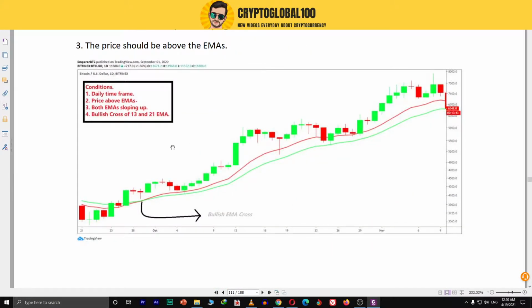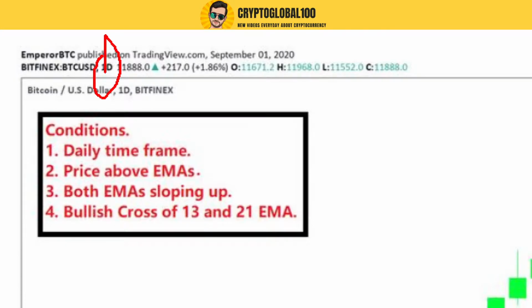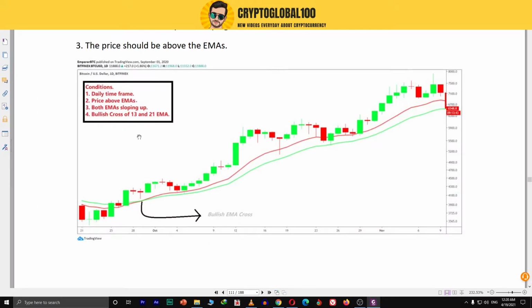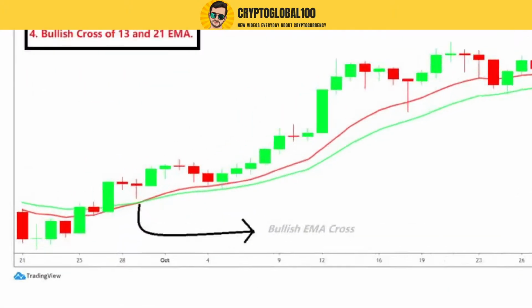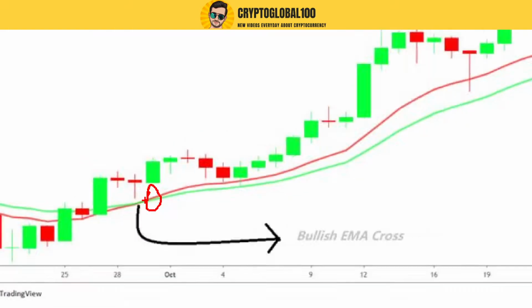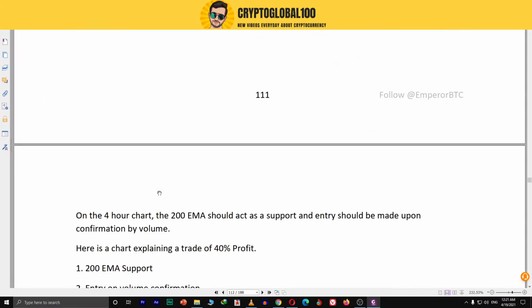Let's take an example here on the daily time frame. You can take a look. It was on the 1 day chart, so we can see that it was tested on the 1 day. You can see here the price was above the EMAs. Second thing, both EMAs were sloping up. A bullish crossover is happening here, you can see at this point, on the 21 EMA.